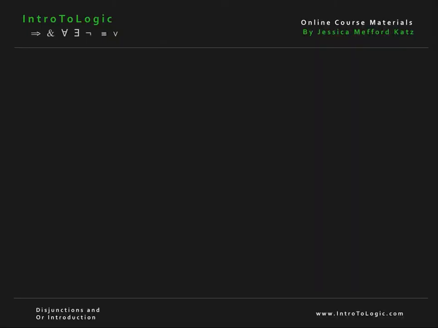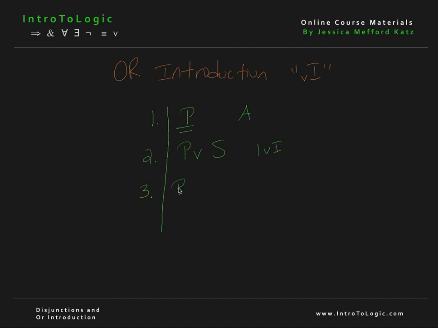Moving on, one of our rules having to do with disjunctions is what we call or introduction, which can be symbolized with the or sign and a capital I. According to this rule, we can take any pre-existing premise and use that premise to create a disjunction. So for example, using line 1, I could create the disjunction P or S and write 1, or introduction. I could also use line 1 to create the premise P or not Q, 1, or introduction.